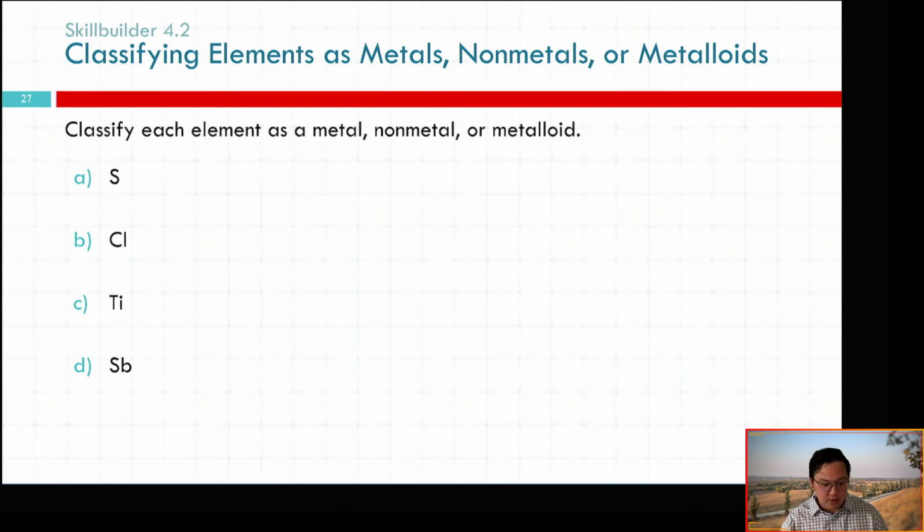Okay, Skillbuilder 4.2. Launch that poll for you guys there. So go ahead and classify each of these elements as a metal or non-metal or metalloid. So if you have your lecture notes, you can go back to the slides, right? You can go back to that periodic table, take a look at that. Again, there's a periodic table at the back of your book. Make sure you're finding the right one.